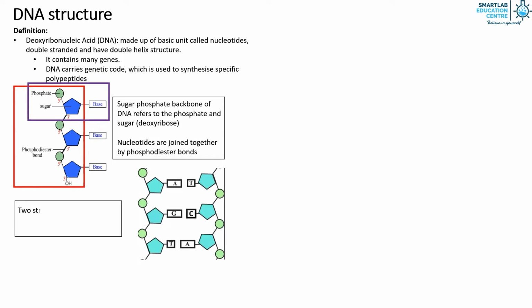As mentioned earlier, DNA is double-stranded, and this is simply because it is made up of two strands of polynucleotides arranged in an antiparallel manner. The antiparallel arrangement gives rise to the double helix structure.